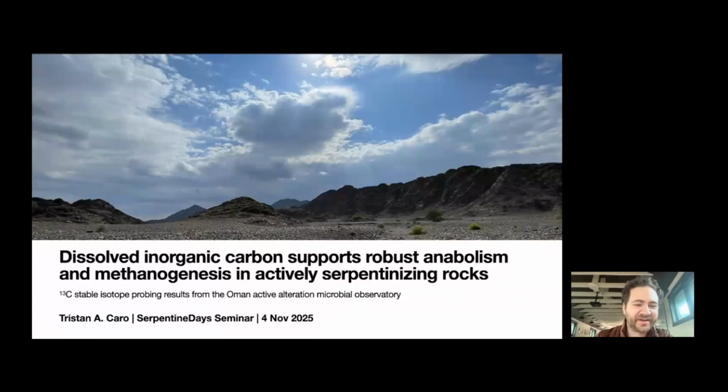I'll be talking today about our work in the Oman Active Alteration Microbial Observatory, where we're measuring dissolved inorganic carbon and other carbon sources with 13C stable isotope probing. And our main finding, and the title of the preprint that came out of this work, is Dissolved Inorganic Carbon Supports Robust Anabolism and Methanogenesis in Actively Serpentinizing Rocks.